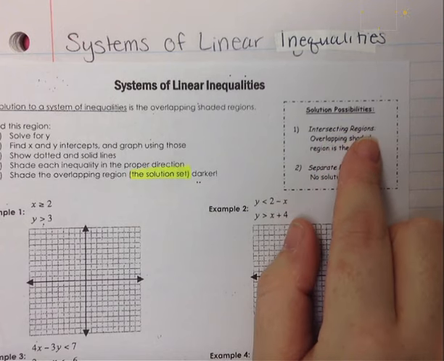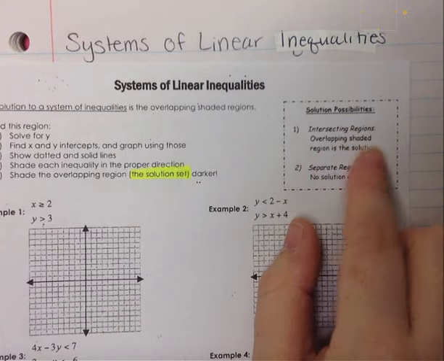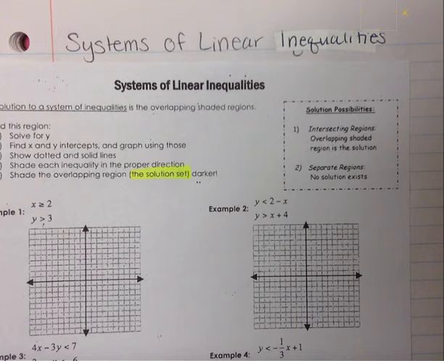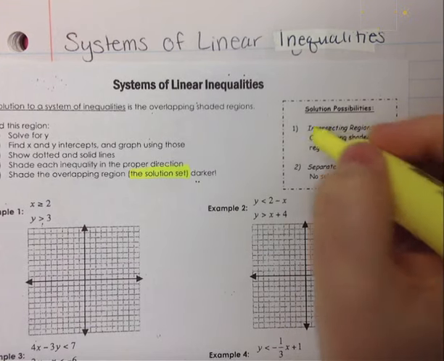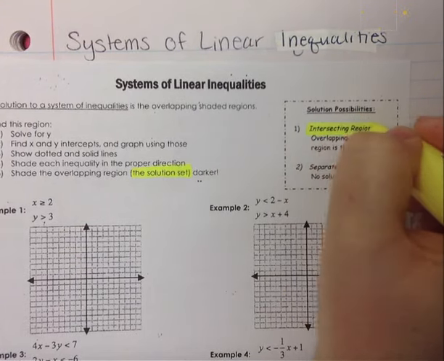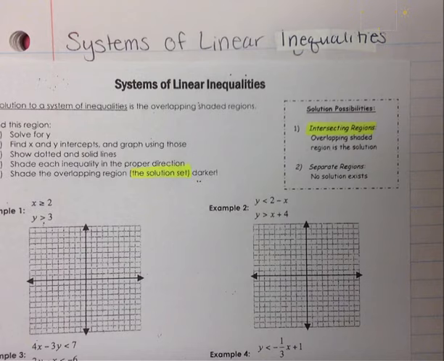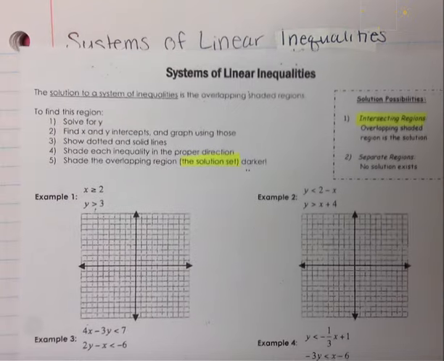We have intersecting regions. This is the overlapping shaded region in the solution. This is what I would have to highlight in yellow if the shadings do intersect. The other possibility is if you have two separate regions. That means that there is no solution. No solution exists because they would never overlap, so any coordinate would not work for both inequalities.